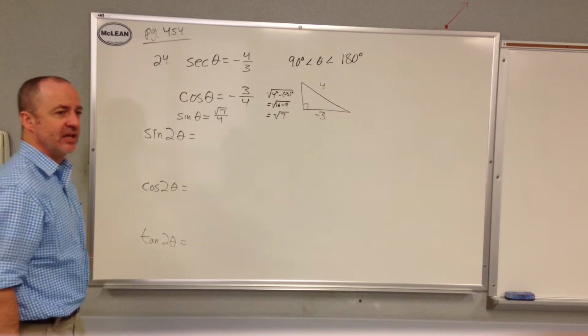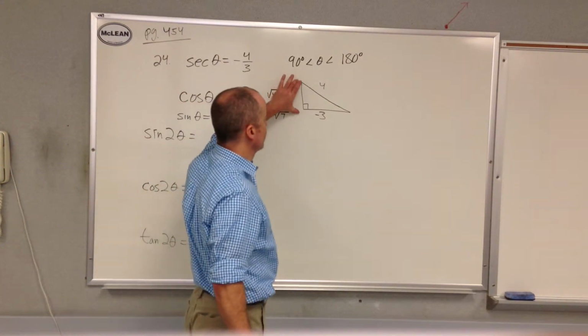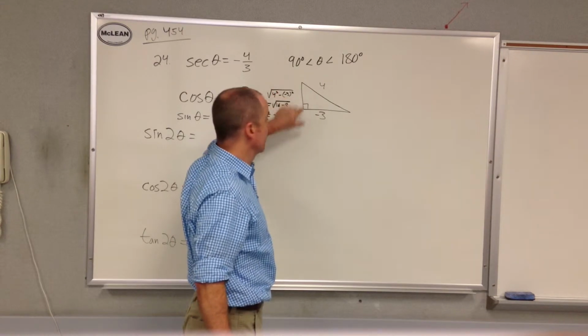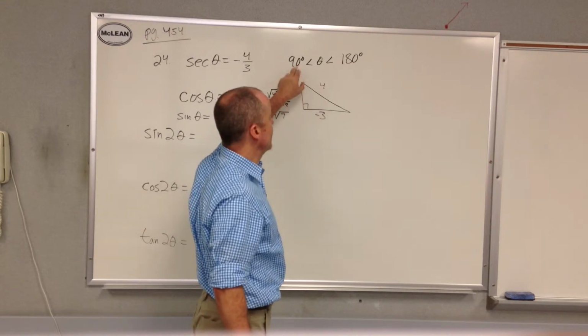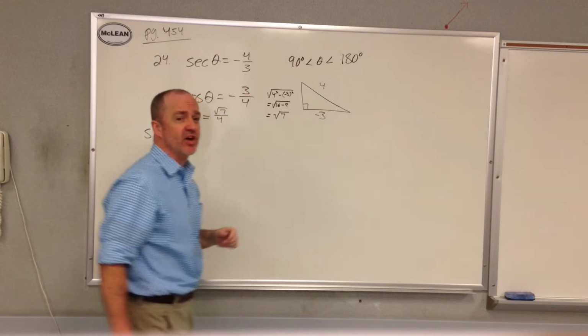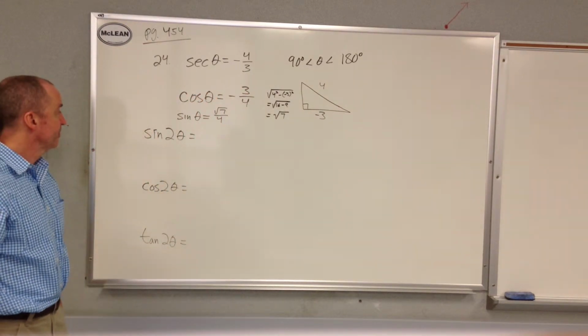It'll be positive. For one thing, according to my drawing, it's going up. It's not going down. For another thing, we know we're in quadrant 2, where the sine is always positive. Okay?